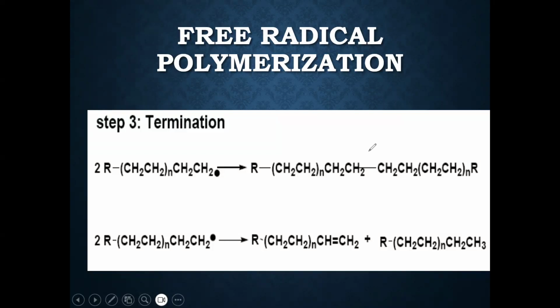One way is that two chains will be added and bound together from their active sites to form an alkane polymer, or the free radical can form a double bond to form an alkene polymer with a double bond at the terminal.